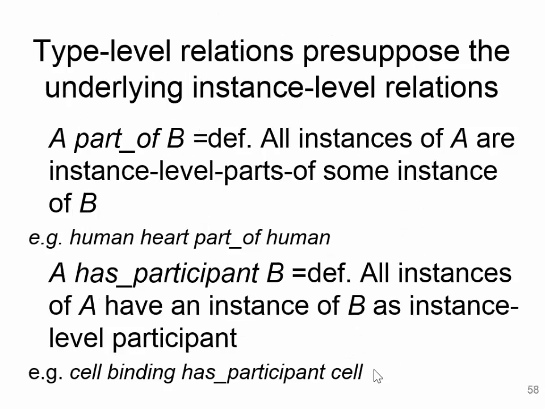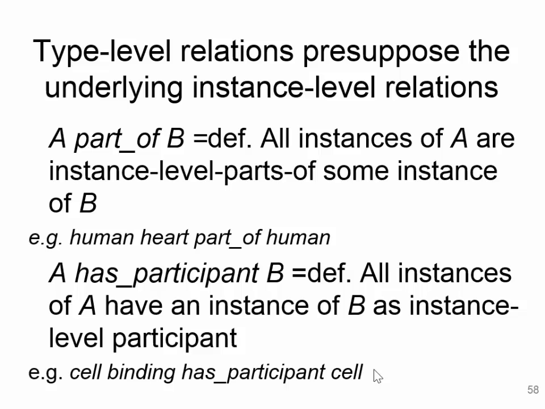Now, as I already explained earlier, the type-level relations presuppose the corresponding instance-level relations. So to say that A is a part of B is to say that all instances of A are instance-level parts of some instance of B. This is the all-some rule. And it's illustrated by, for instance, human heart part of human. That's the relation between one universal and another universal.